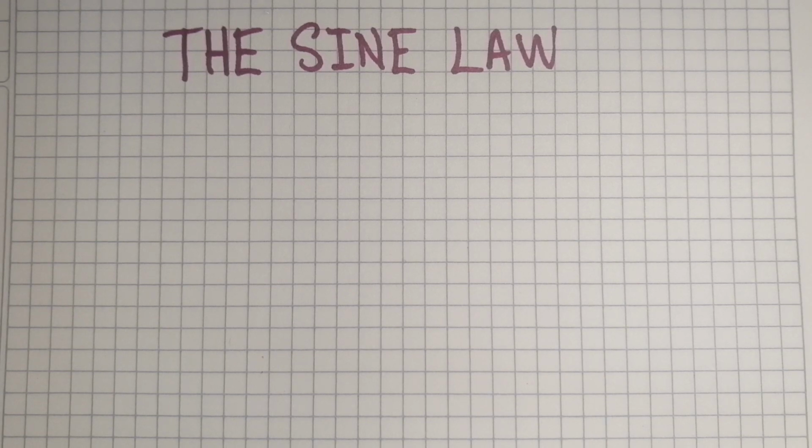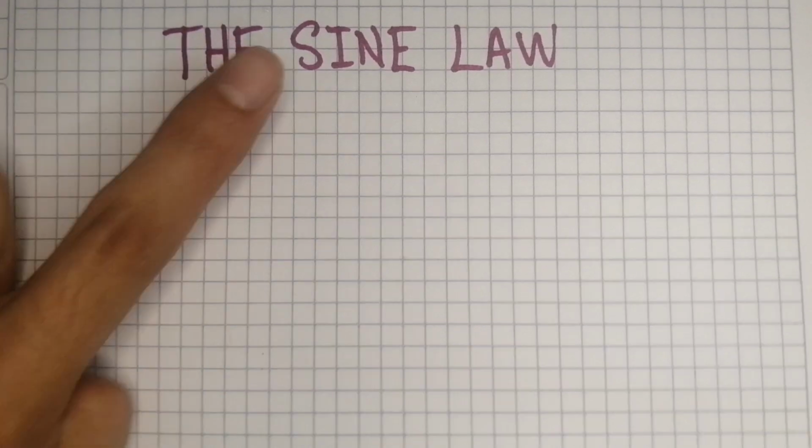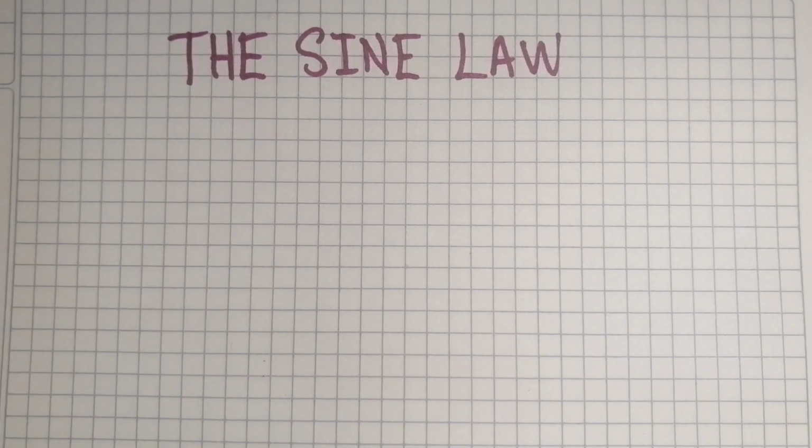So let's talk about some situations in which we're going to deal with triangles different to a right triangle, and how to find as much information as possible from those triangles using the law we have here today, the sine law.